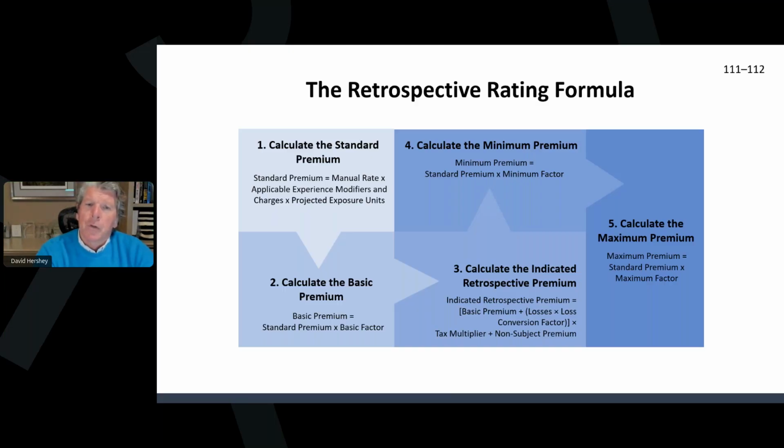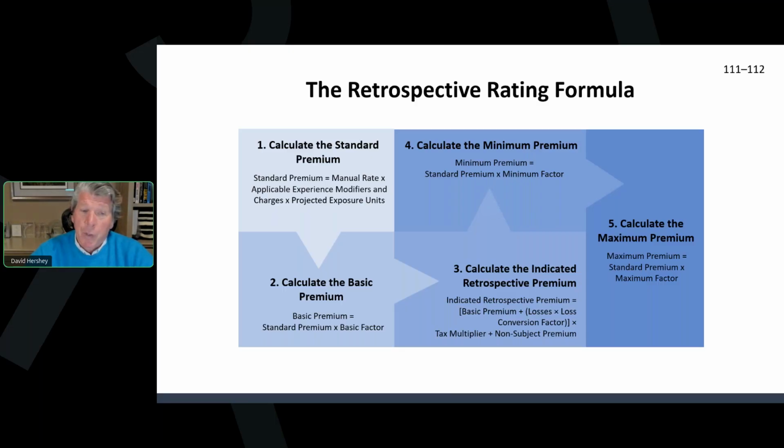All right. So, oh, and I skipped one, I'm sorry. Which is the middle part of the formula. So on number 3, we're going to calculate the indicated retrospective premium. Now this equals, and this is the key formula, and it's universal, all right? No matter what insurance company it is, the formula is the same.